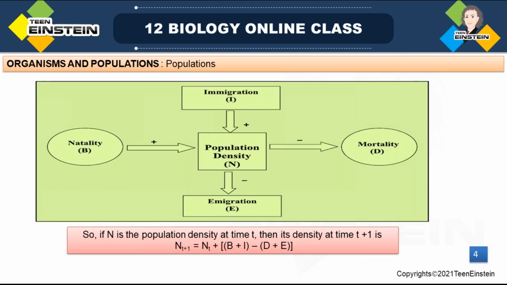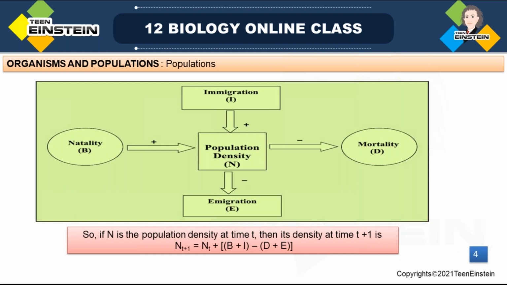If B plus I, birth and immigration, is less than D plus E, then that population size reduces. If B plus I is more compared to D plus E, that means the population is growing. Otherwise, if D plus E is more, that means the population is decreasing, or the size of that population is reducing.